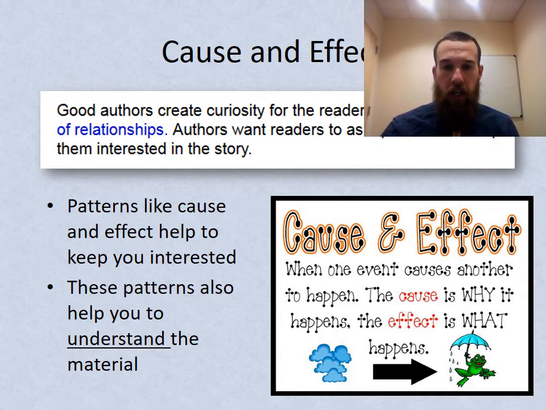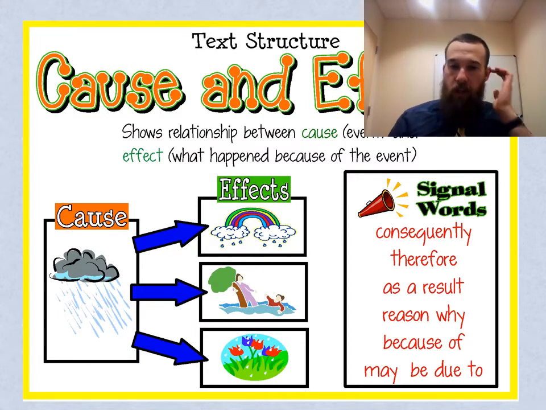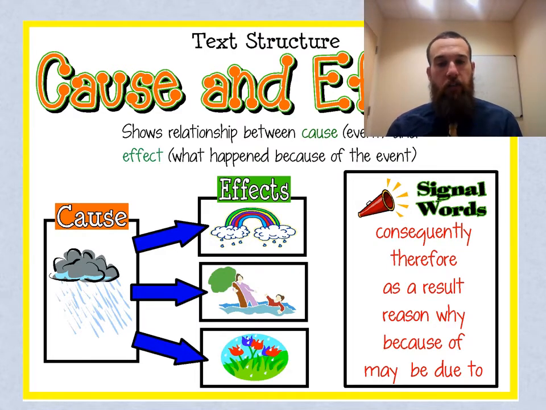So again, cause and effect: when one event causes another to happen, the cause is why it happened, the effect is what happens. So in our graphic down here, when there's clouds, when it starts raining, you might need to take an umbrella out. So cause and effect, cause is usually an event that happens, and then the effect is what happens because of the event. When there's one cause, there doesn't just have to be one effect.